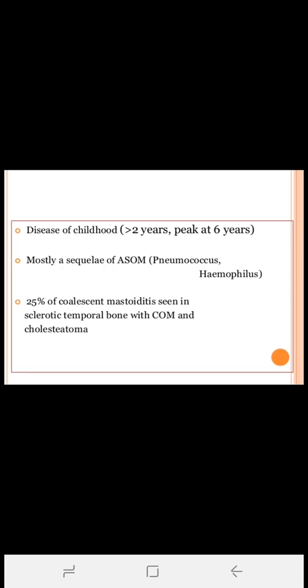It is a disease of childhood also. More than 2 years of age it is common, with a peak at 6 years. Mostly it is a sequel of acute suppurative otitis media, the most common causes of which are pneumococcus and Haemophilus. 25% of coalescent mastoiditis cases are seen in the sclerotic temporal bone with chronic otitis media and cholesteatoma.